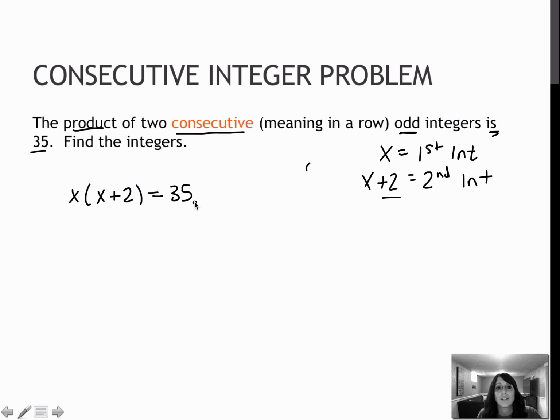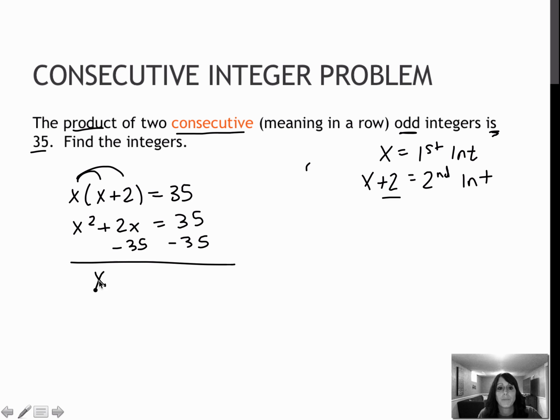And so when I need to solve, remember I need it to be set equal to 0, which means as great as this part is that it's already sort of factored, I need to get it out of parentheses to get x squared plus 2x equals 35. And then I need to move the 35 to the other side of the equal sign to get x squared plus 2x minus 35 equals 0. This is the equation that I'm trying to solve.